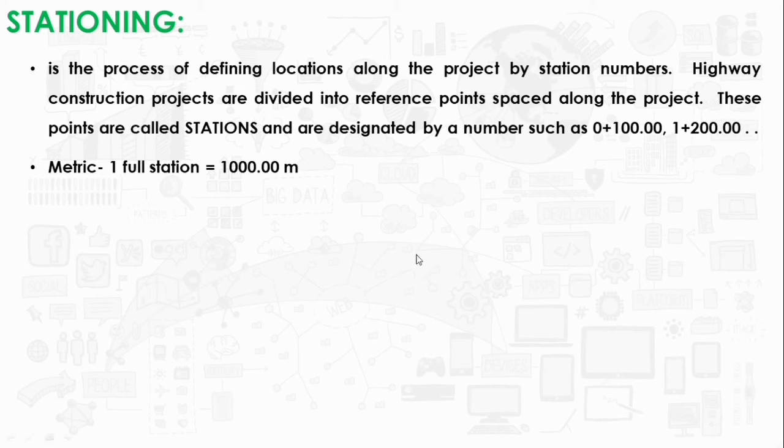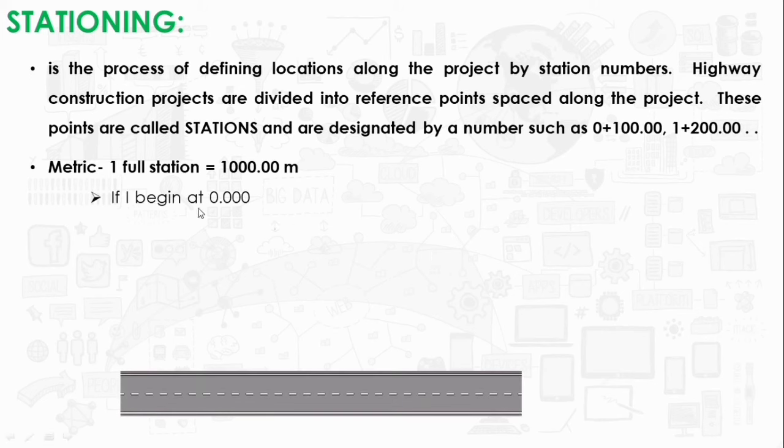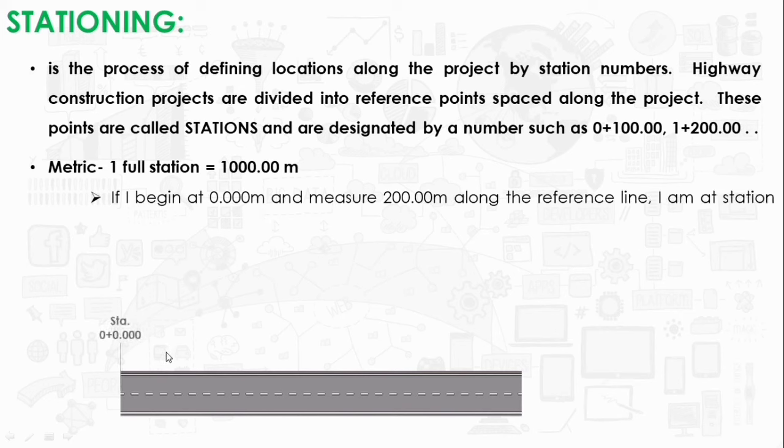So, say for example, if I begin at 0.00 and measure 200 meters along the reference line, I am at station 0 plus 200. Why is it 0 full stations? Because we have not yet reached 1,000 meters. 1 full station is 1,000 meters, so it is still 0. From 0, you added 200 meters, so your new station is 0 plus 200 meters, or simply 200 meters. But the way to write the stationing is 0 plus 200.